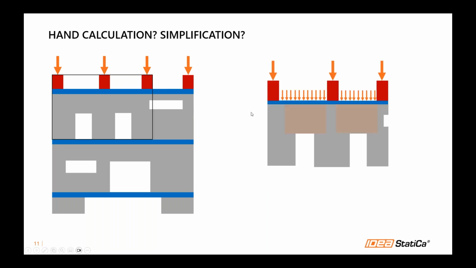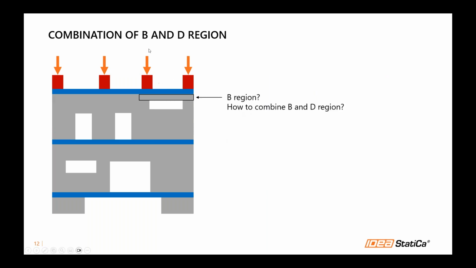Right, so that's the issue for hand calculation that I found in my experience. Next is the combination of B and D regions. As I've mentioned before, B region is for the beam or Bernoulli region. As you can see here, the height and span ratio for this wall or beam can be considered as a beam, because the span is actually quite long compared to the height. So it can be considered as a B region. But then the question comes, how do you combine the stress after you solve this B region? There'll be quite a lot of assumption and guesswork.